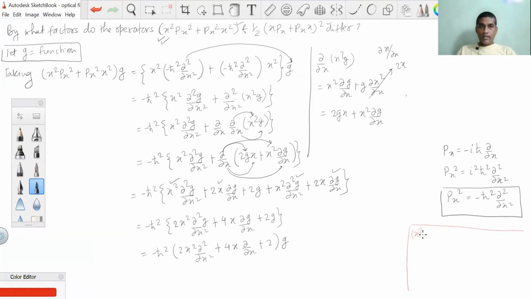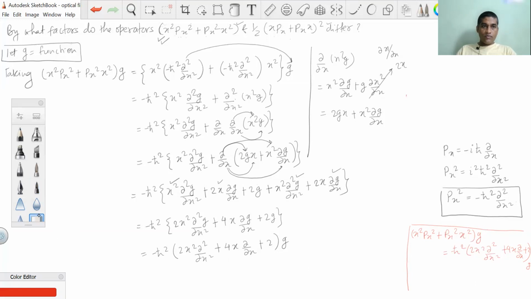So x square px square plus px square x square, operating on function g, gives us minus h bar square by 2, x square del square by del x square plus 4x del by del x plus 2, and we have g outside the bracket. Now we can simply remove g and write in this way.